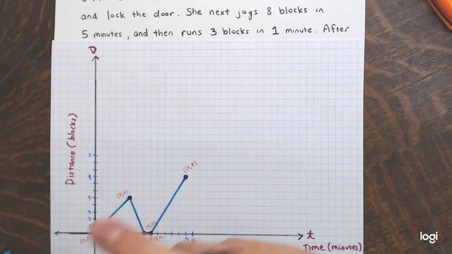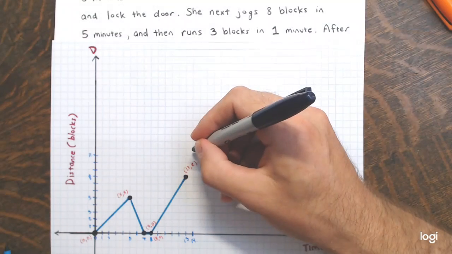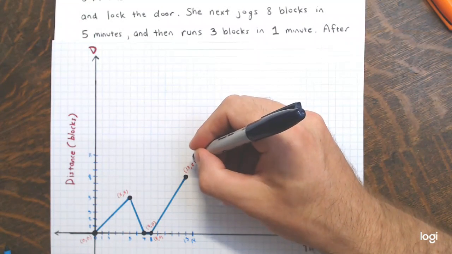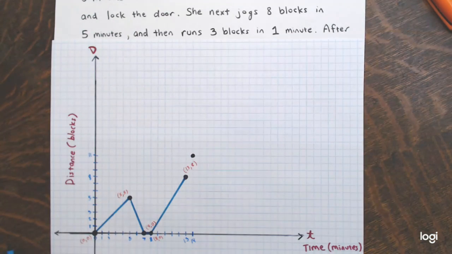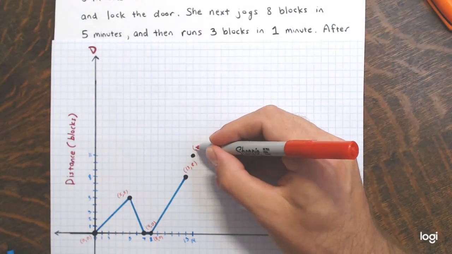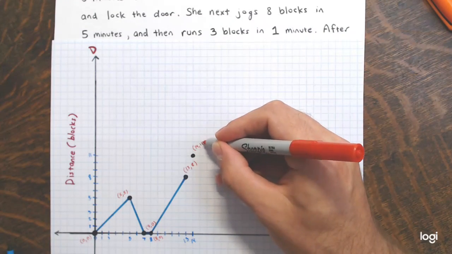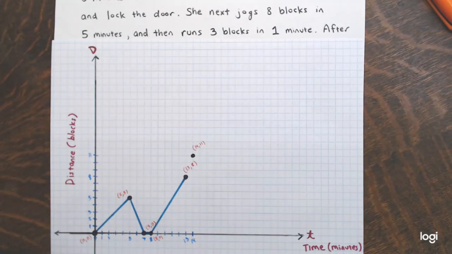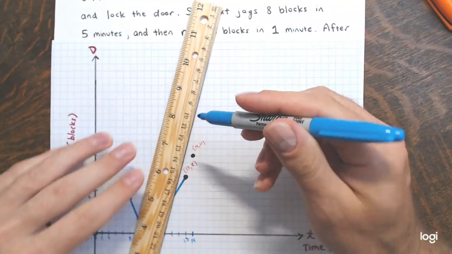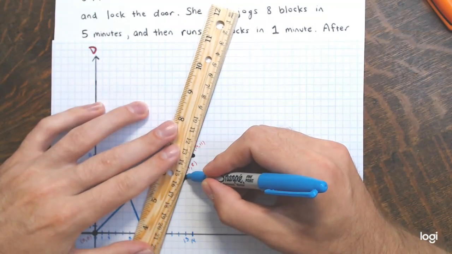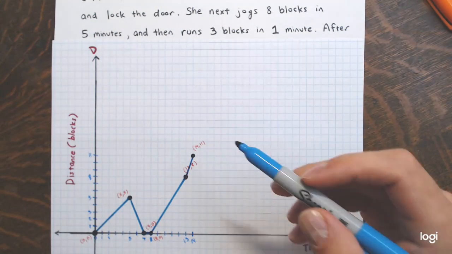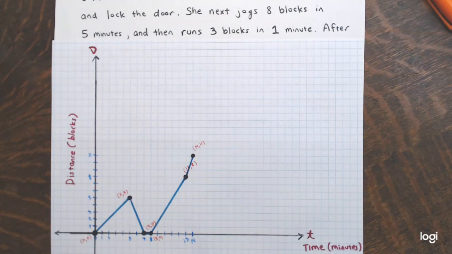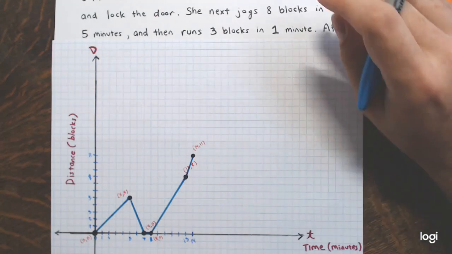So we're at this location on the graph. 14 minutes after the beginning of her journey, she's now 11 blocks away from her house. So there's the point 14, 11. And again, a nice straight segment here, right? We're assuming all this is at a constant speed. Alright, great. 3 blocks in 1 minute.